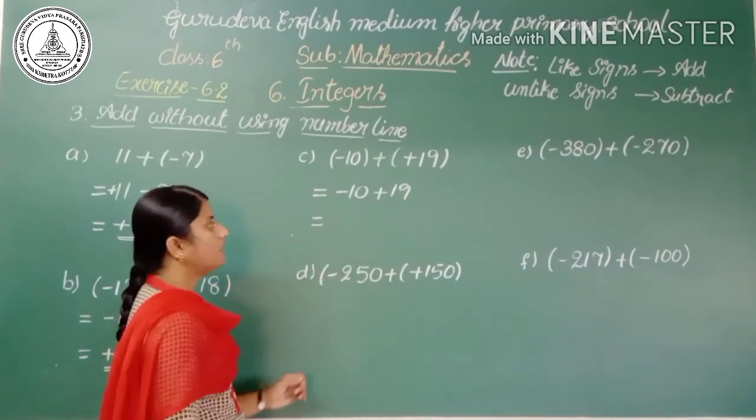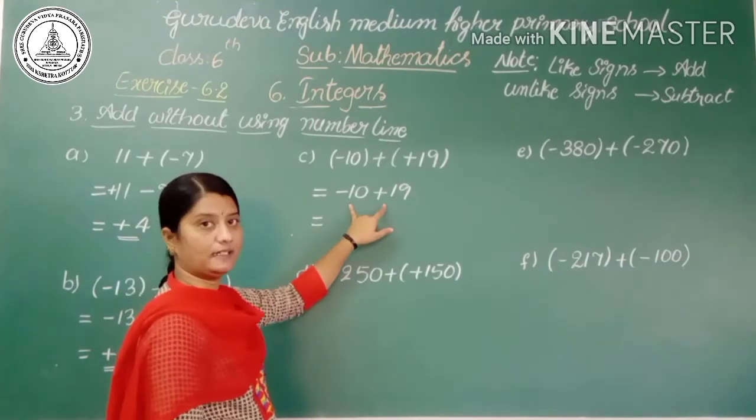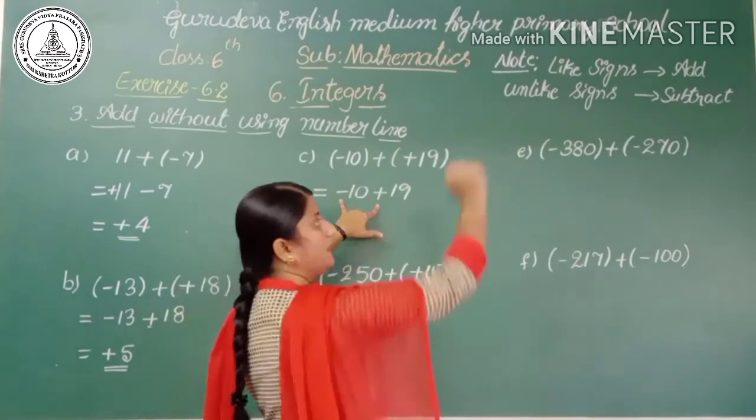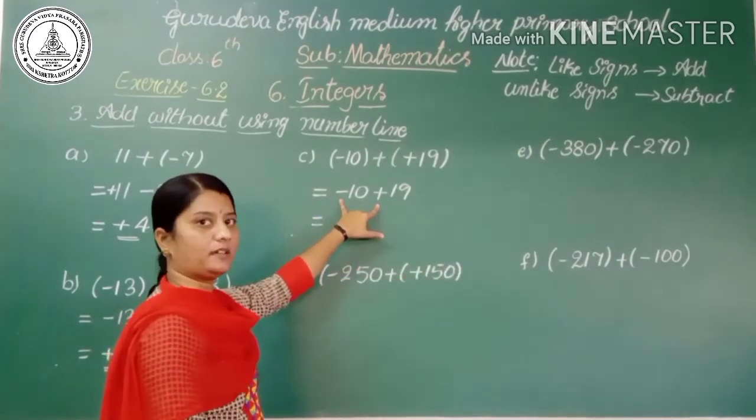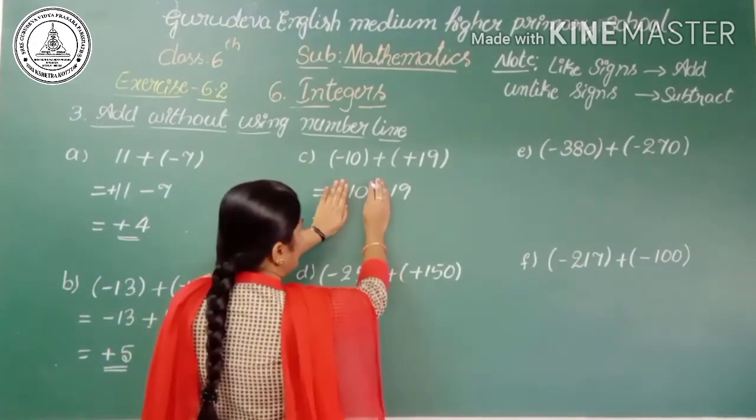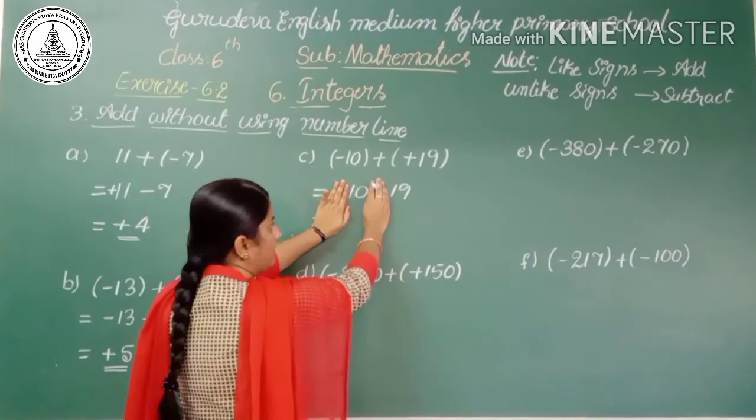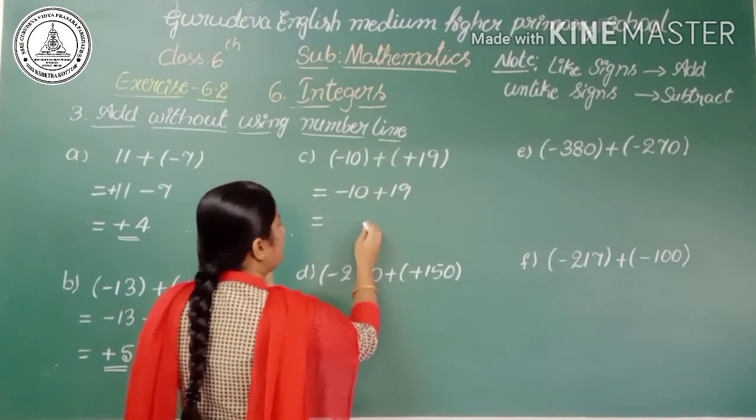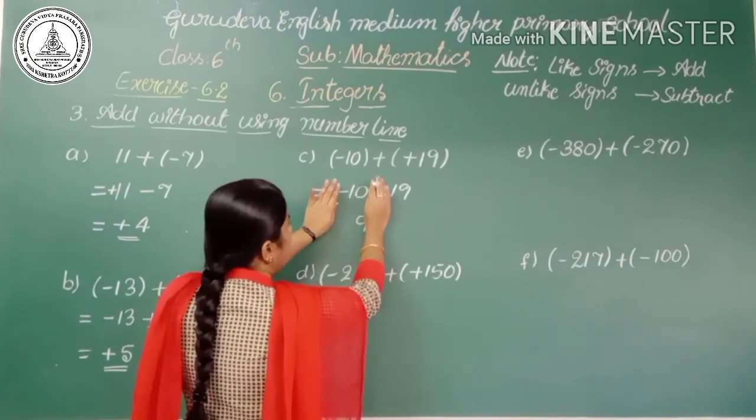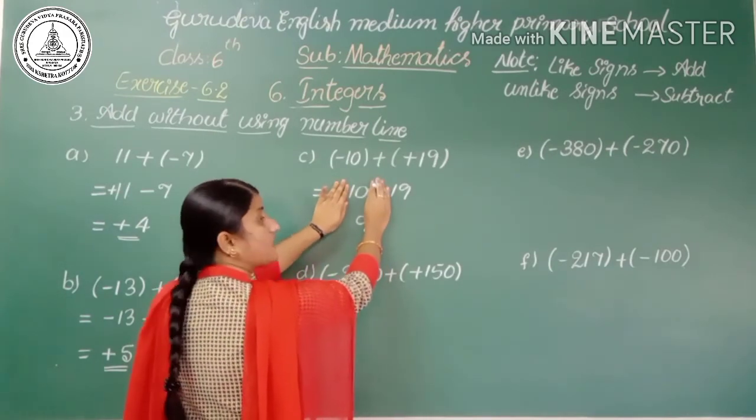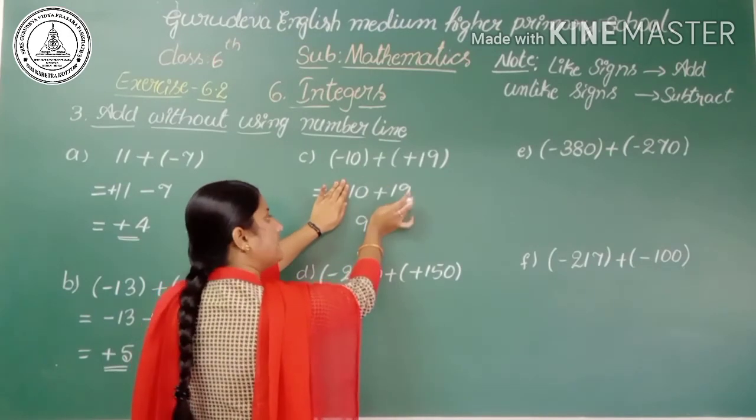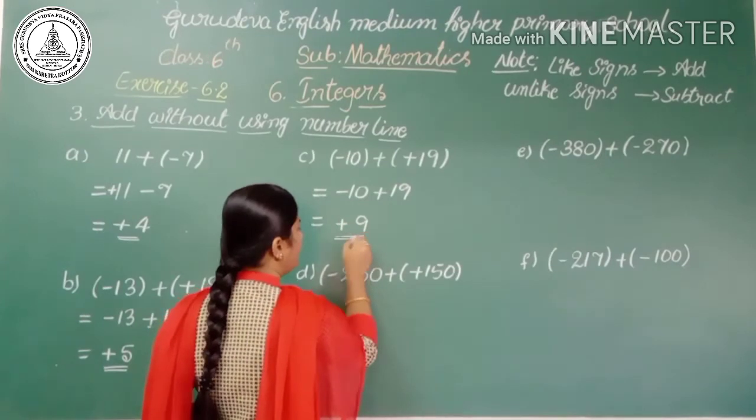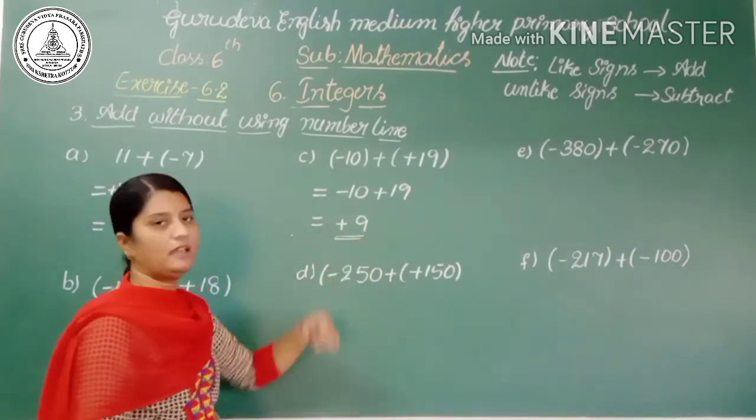Okay. Then see here, minus 10 plus 19. Minus and plus are unlike signs. So what we have to do? Unlike signs, we have to subtract. Right. So neglect the signs of the two integers. 19 minus 10 is how much? That is 9. In these two integers, which is the greater value? That is 19. So 19 has a plus. We have to keep the plus in front, as a prefix to the 9.